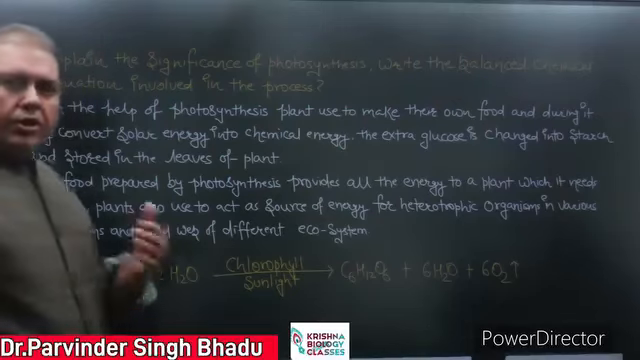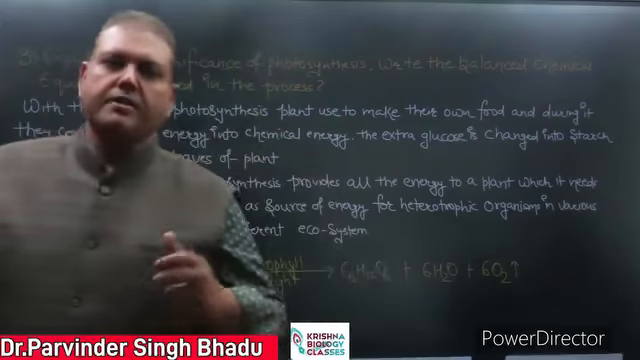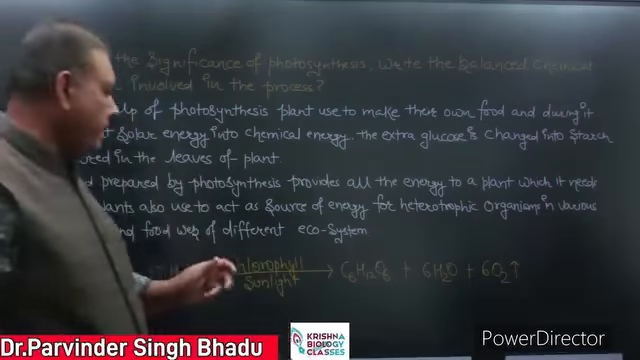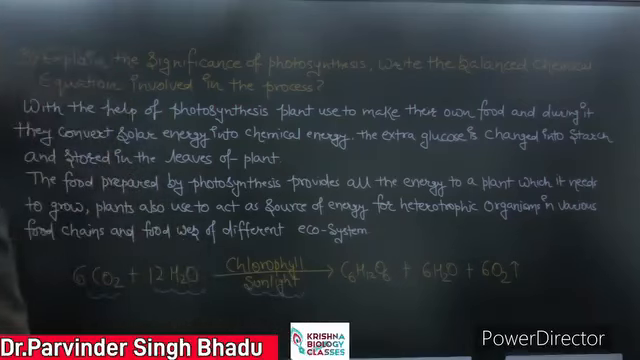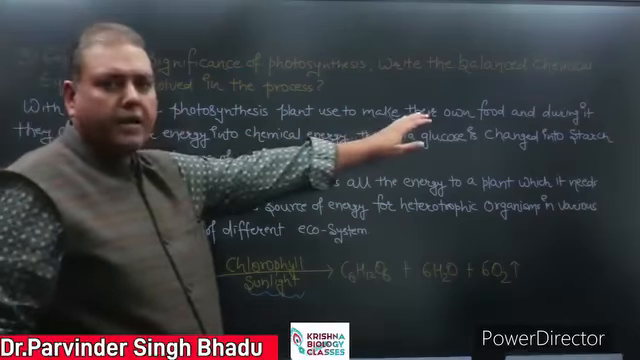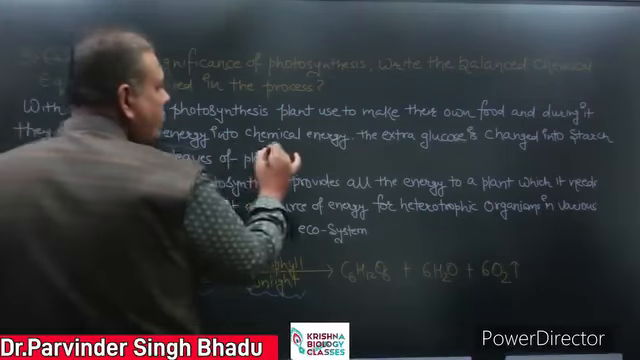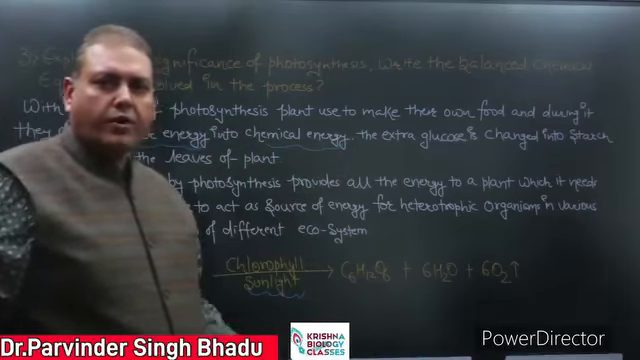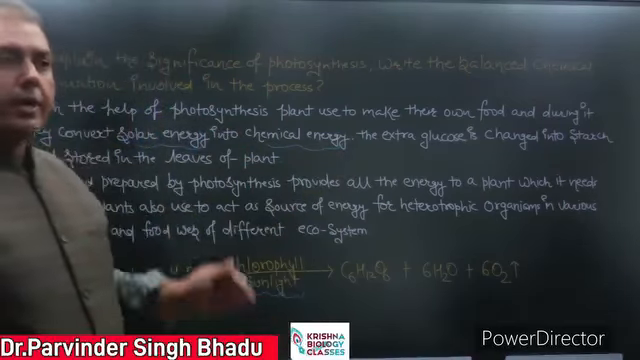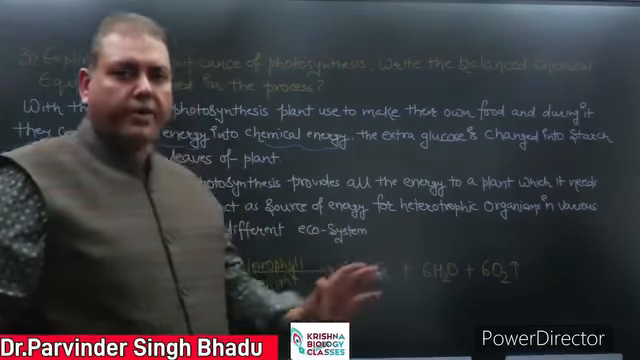As we all know, photosynthesis is the process in which autotrophic organisms make their own food from the simple substances carbon dioxide and water in the presence of sunlight. So we need to mention here that with the help of photosynthesis plants make their own food, and during it they convert solar energy into chemical energy. This energy is utilized by the plant for its own growth, but the plant also acts as a producer for other organisms which are heterotrophic in nature.